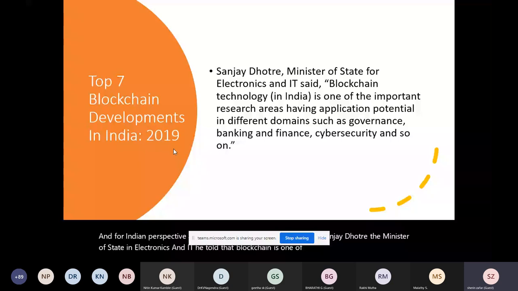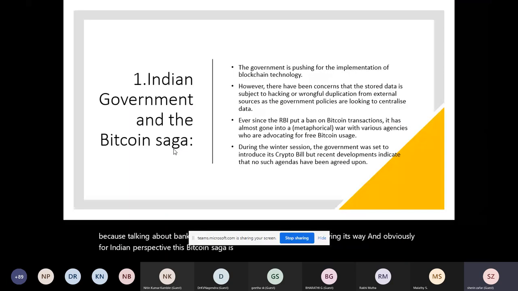And obviously, from the Indian perspective, this Bitcoin saga is still not coming into the picture, because the RBI has put a ban on it. There was a bill to be specified, but I think that particular environment is still a kind of saga going on. From the Indian perspective, it's still not on.